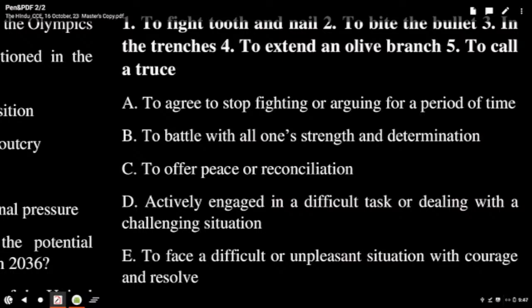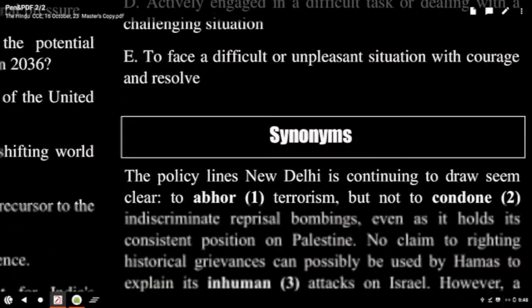And the fifth one, to call a truce. Underline the word truce. This goes with informal English. When you are fighting with your friend or your brother, suddenly you feel somewhere you are going to lose. Then you say truce. You show the symbol also, truce. Based on that, what is the answer? To agree to stop fighting or arguing for a period of time. So we'll stop for a while. Then again you take time and you are ready to fight.